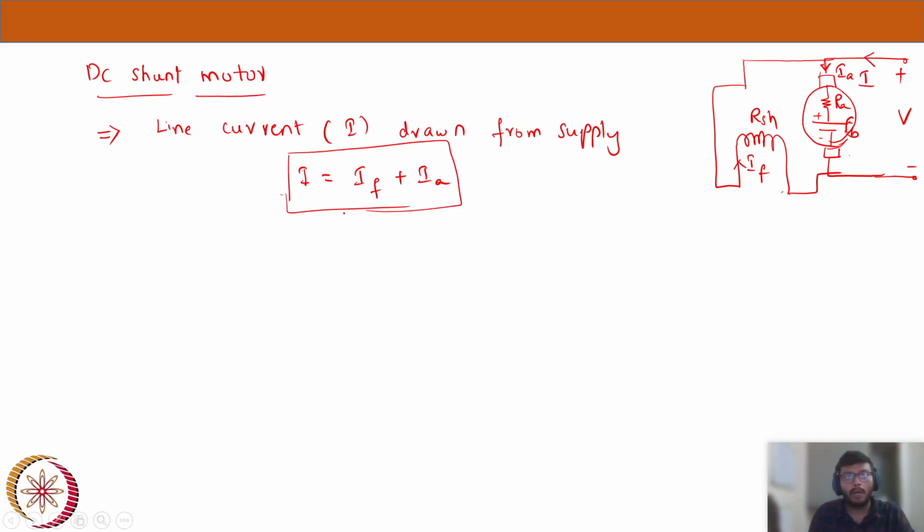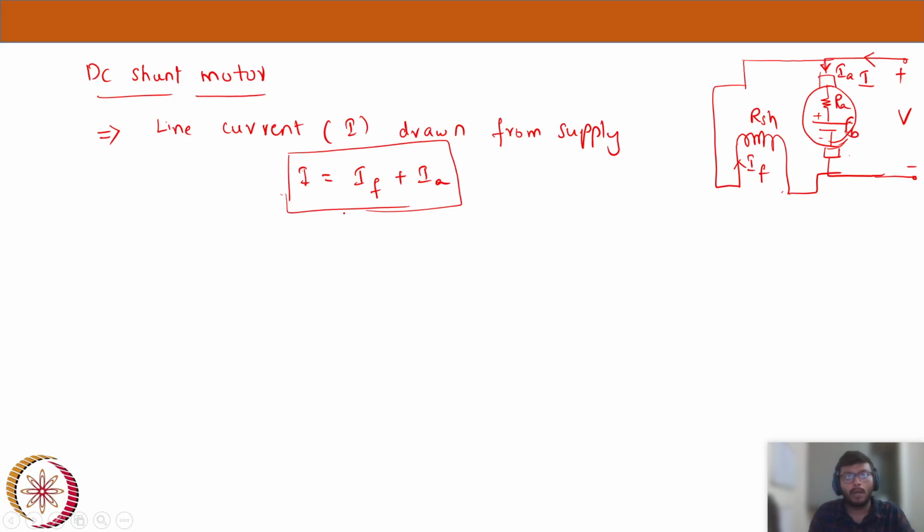So based on the resistance of the field winding and the resistance of the armature, the current division will take place. Usually the field will have higher resistance. Armature resistance will be very less inside the motor. Again, whatever type of winding it is, my voltage equations and torque equations will be valid.